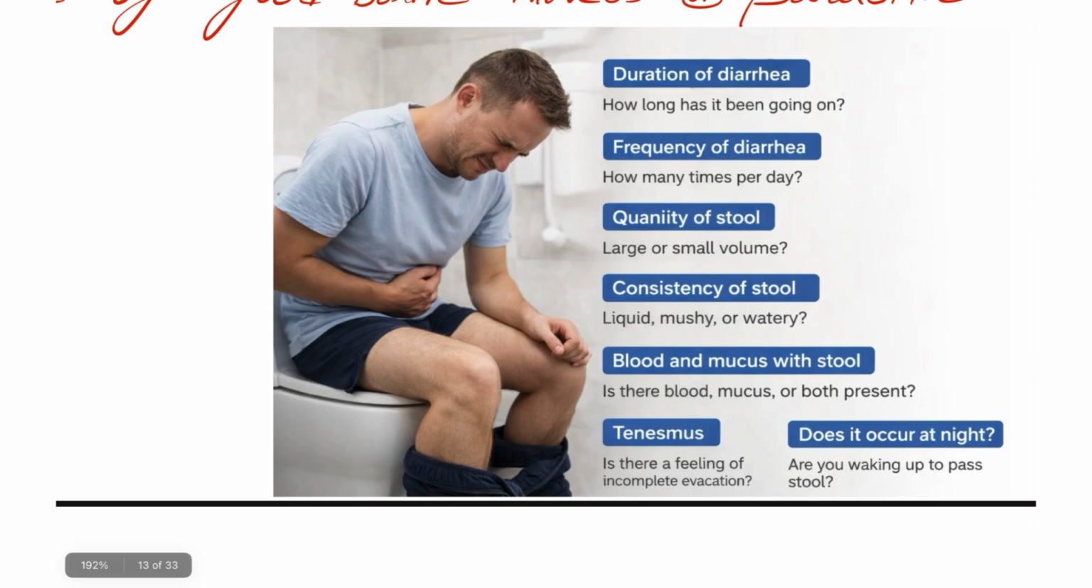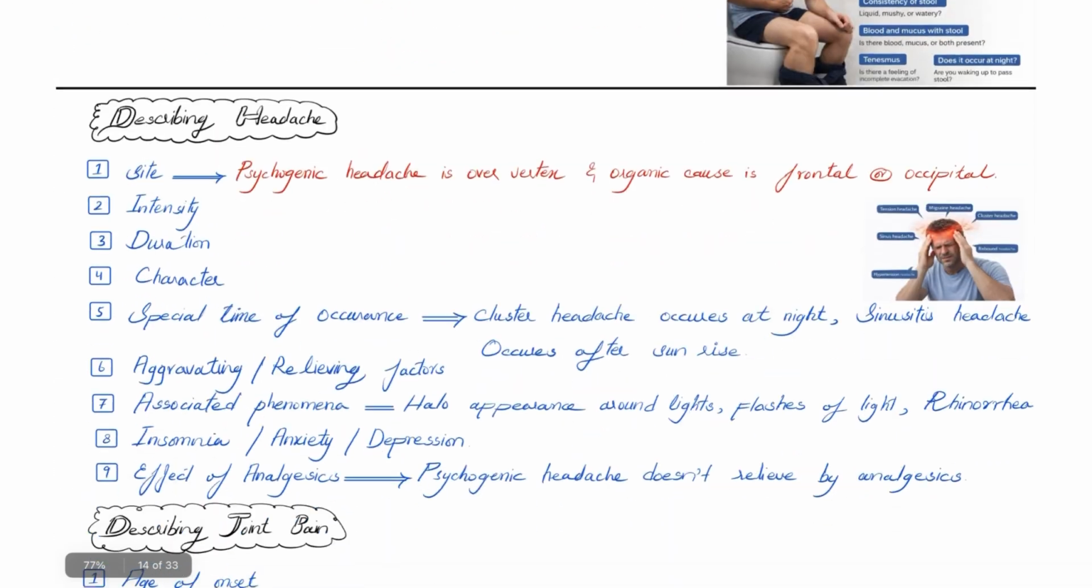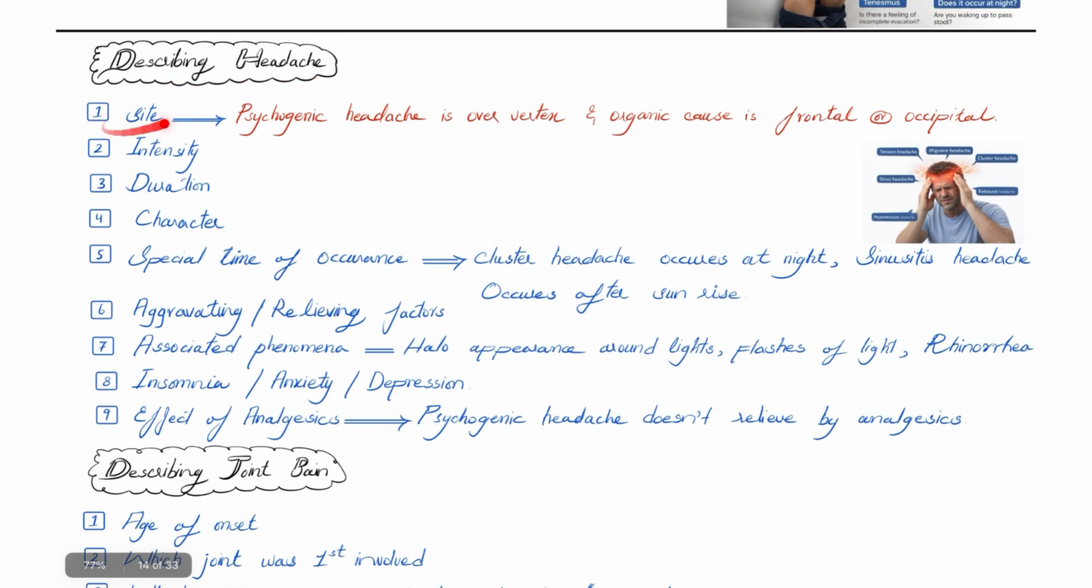Then describe headache. First, the site of pain. For example, in case of psychogenic headache, the pain is felt over the vertex, and in case of an organic cause of headache, the pain is felt at the frontal or occipital part of your scalp. Then ask about intensity of pain, duration, character, and any special time of occurrence. For example, cluster headache occurs at night, and headache because of sinusitis occurs after sunrise, meaning in the morning.